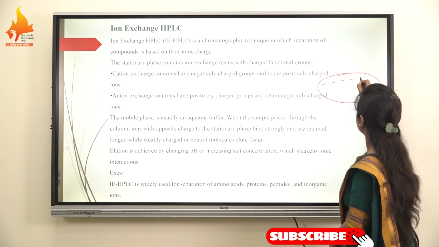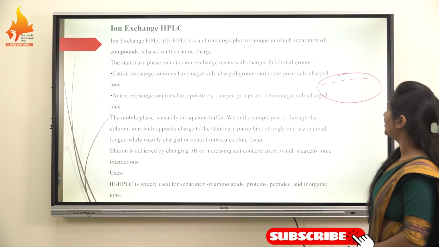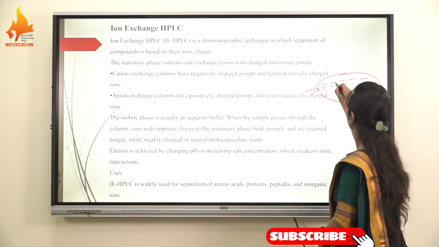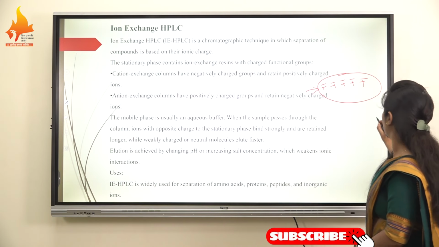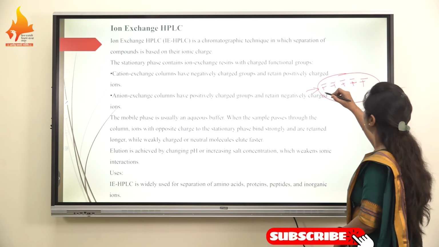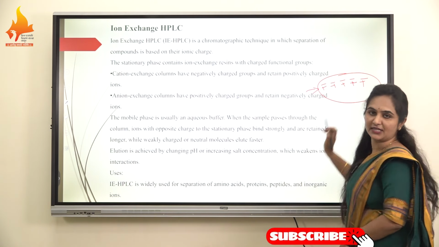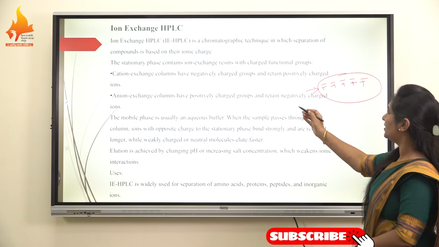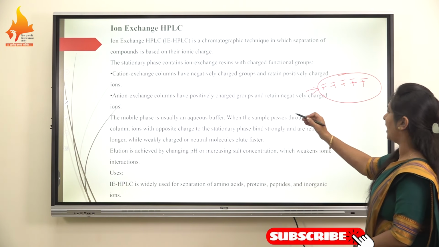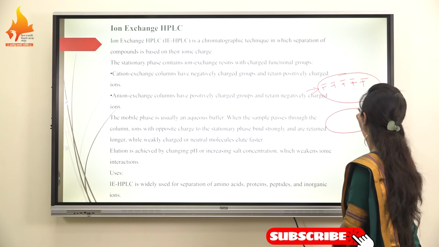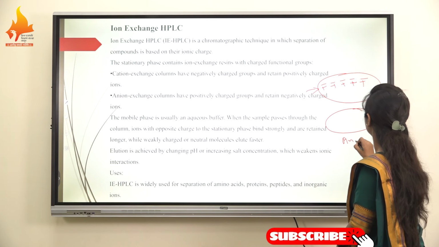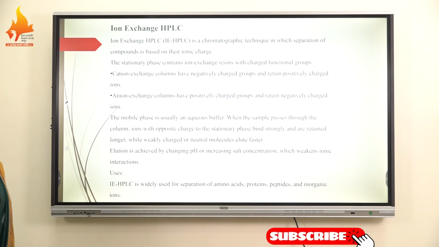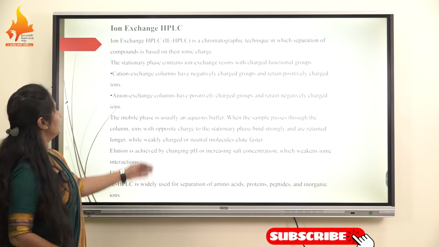A cation exchange column has a negatively charged group and retains positively charged ions from the mobile phase, which interact strongly with positively charged ions. An anion exchange column has a positively charged group and retains negatively charged ions. This is the anion exchange column.